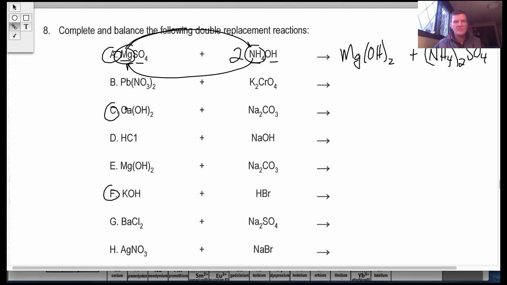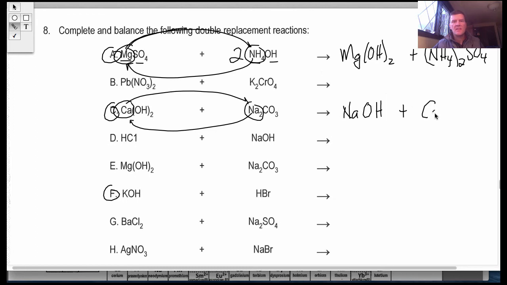Let's go ahead and do this one. This is calcium and the sodium are going to switch places. The sodium is going to go with the hydroxide. Well, sodium is a +1 ion, hydroxide is a -1 polyatomic ion. You just need 1 of each of those. And then the calcium and the carbonate, calcium is a +2, carbonate is a -2, so 1 of each of those to make the correct formula. And then all we do is balance this. I need 2 sodiums on both sides, so I have to double that. And that doubles the hydroxide, which I have 2 on the reactant side, so we're good.